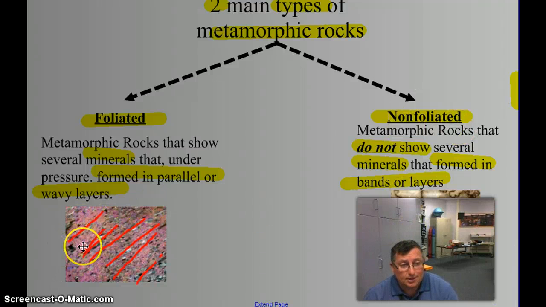Foliated, you can see that these minerals are formed in parallel wavy layers or bands. Non-foliated just looks like a hodgepodge of different crystals or minerals, not banded in layers.